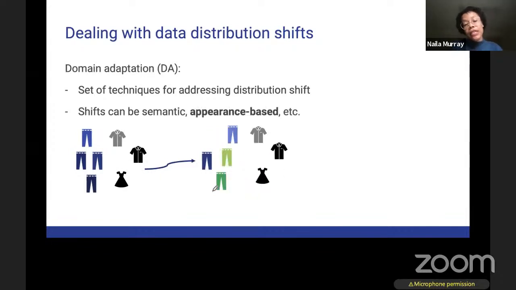They could also be appearance-based, right? In these cases, for example, you have the same distribution of semantics, but the appearance of these has changed, right? For example, the pants are a slightly different color.